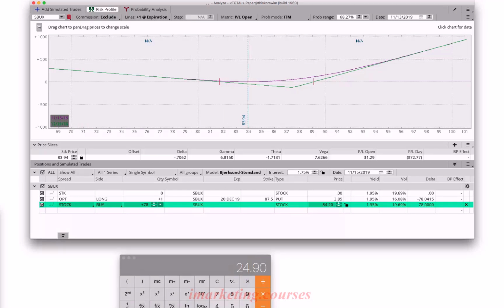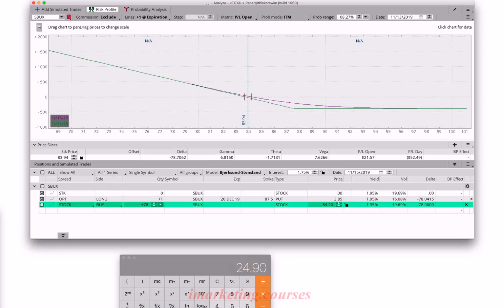Why? Because I use something called delta hedging. I said, look, what's the delta of this put? And we'll learn more about delta, gamma, theta, vega. We'll learn all this in Ultimate Options. But right now I'm introducing delta. If this has a delta, which has to do with price movement, of negative 78, meaning that if we go up $1, we lose $78. That's really what that says.